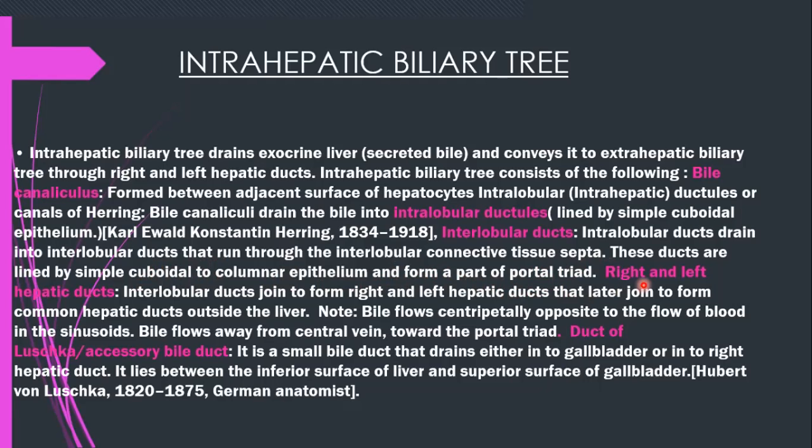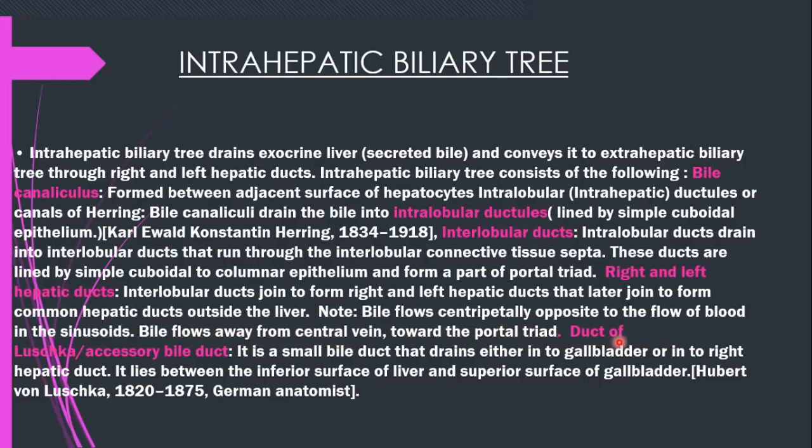Then several interlobular ducts drain into the right and the left hepatic ducts, which fuse to form the common hepatic duct. Then via the cystic duct, it will drain bile into the gallbladder. Note that bile flows centripetally, opposite to the flow of blood in the sinusoids. Also, bile flows away from the central vein toward the portal triad.